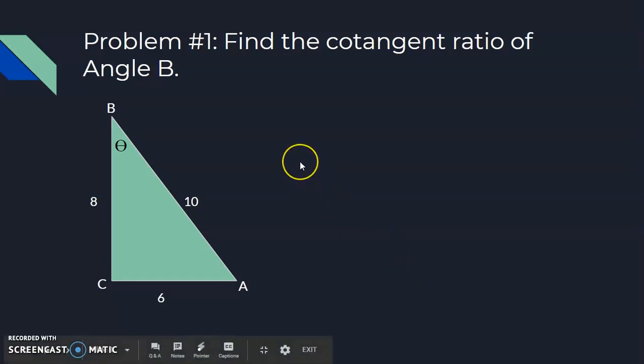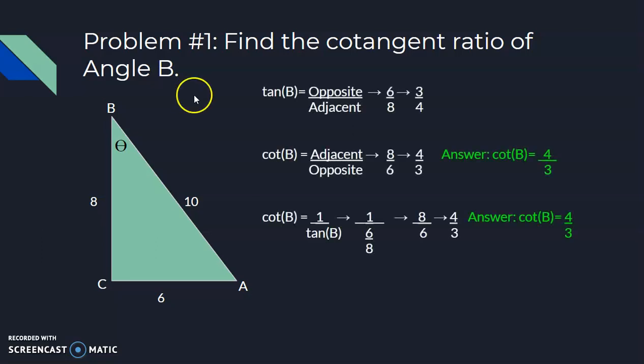So now we will apply the three reciprocal trigonometric ratios in the given problems. In problem 1, find the cotangent ratio of angle B. So I know that the cotangent ratio has a relationship with tangent. So first, I found the tangent of B. So tangent is the opposite over adjacent. So for angle B, I know that the opposite of angle B is 6, and then the adjacent is 8. So my ratio for tangent is 6 over 8, which I simplified to 3 over 4.